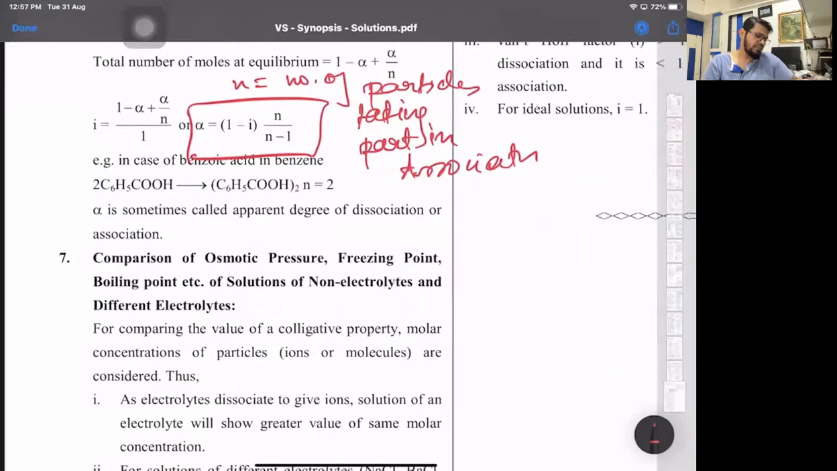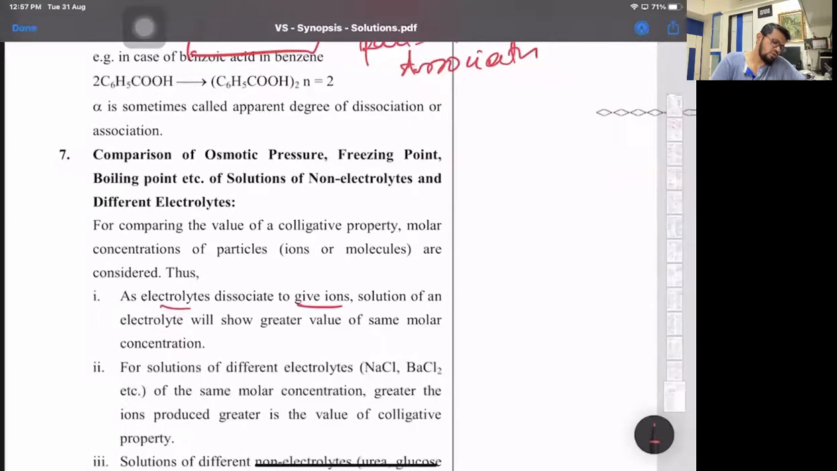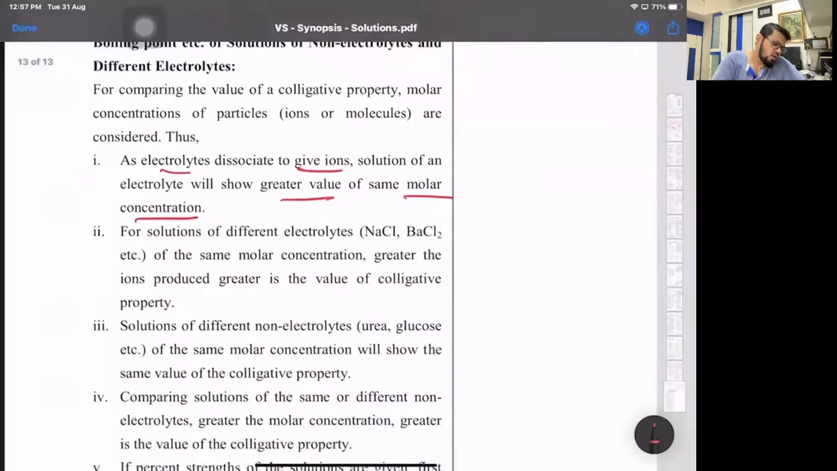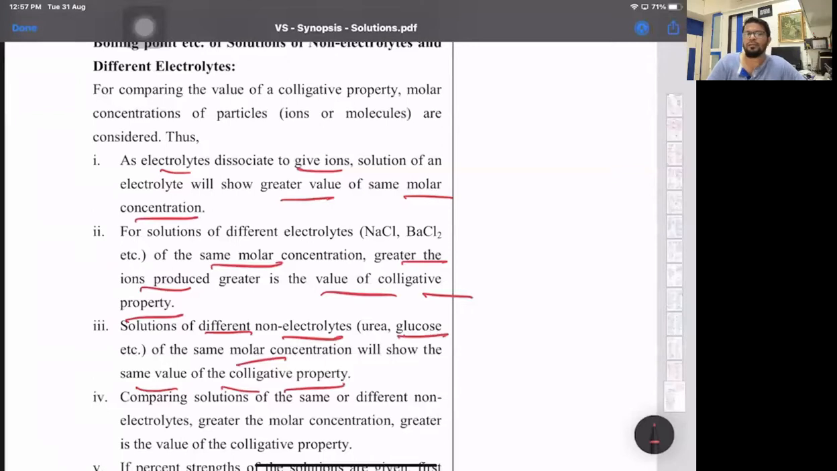That's one part. Now it says comparison of osmotic pressure, freezing point, boiling point, etc. of solutions. For comparing the colligative property, electrolytes will dissociate. So a solution of electrolyte will have a greater value at the same molar concentration. For solutions of different electrolytes of the same molar concentration, the greater the ions produced, the greater is the value of colligative property. Solutions of different non-electrolytes, glucose, urea, etc. of the same molar concentration will show the same value of colligative property.